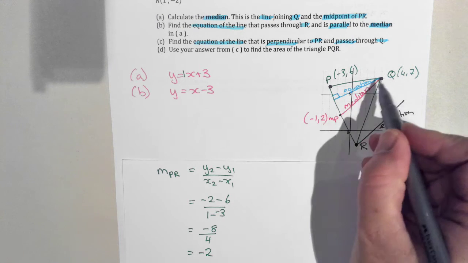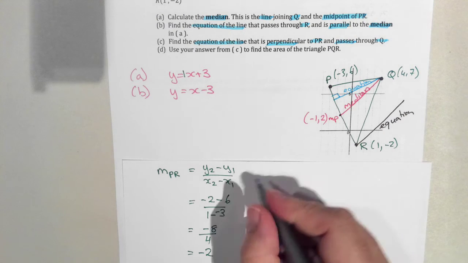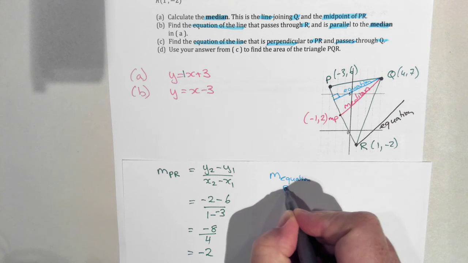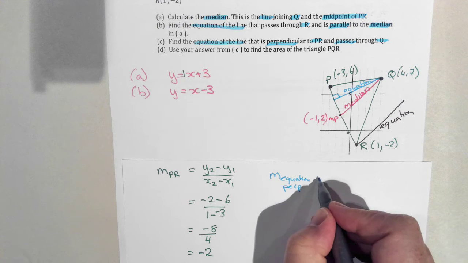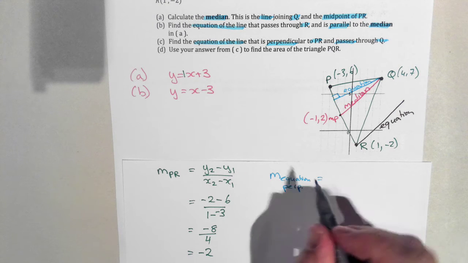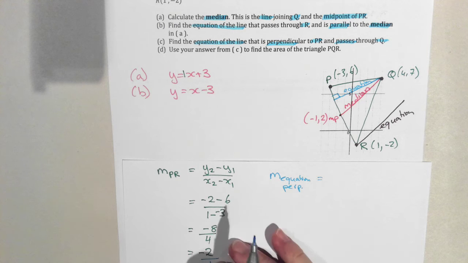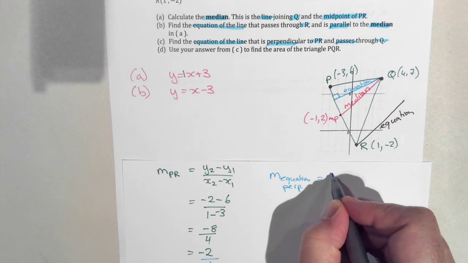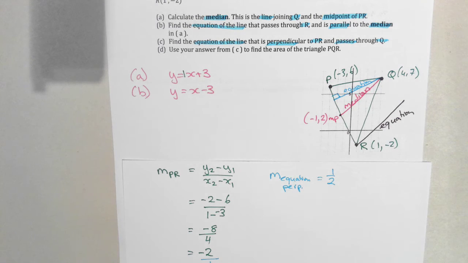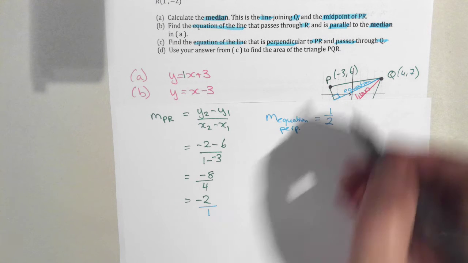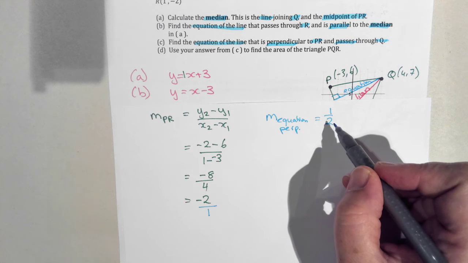So the gradient of this new equation that's perpendicular is going to be equal to the negative reciprocal. The gradient here is negative 2, so the negative times the negative is positive. 2 is the same as 2 over 1, so take that, flip it upside down, and that's going to give us a reciprocal of a half. Okay, so I know that the gradient of this new line is a half.